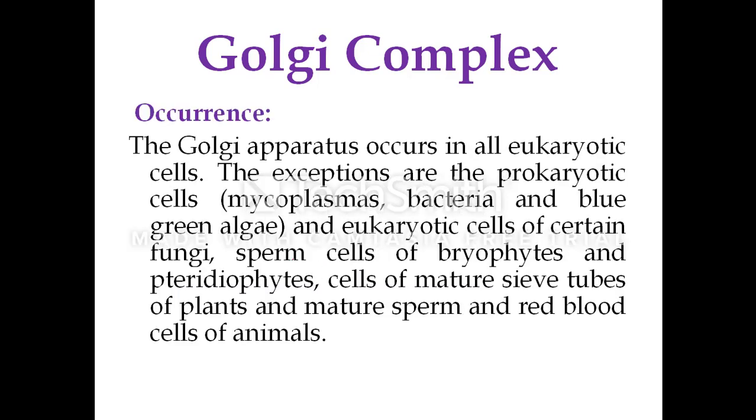The Golgi complex or the Golgi apparatus is located in the cytoplasm of animal and plant cells. Coming to the occurrence, Golgi complex occurs in the eukaryotic cells. Exceptions are the prokaryotic cells, including mycoplasma, bacteria and blue-green algae, and eukaryotic cells of certain fungi, sperm cells and cells of mature sieve tube cells in case of plants, mature sperm cells and the red blood cells in animals, which lack this Golgi complex.